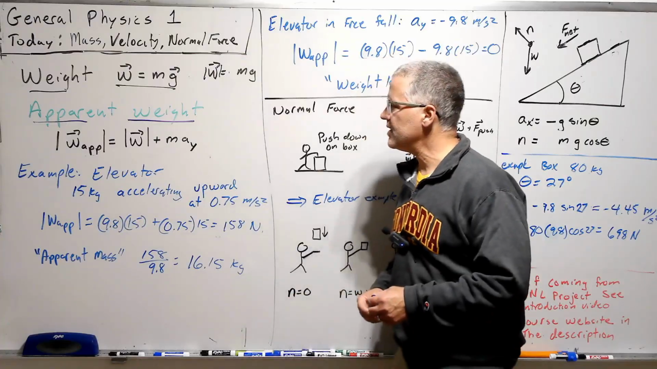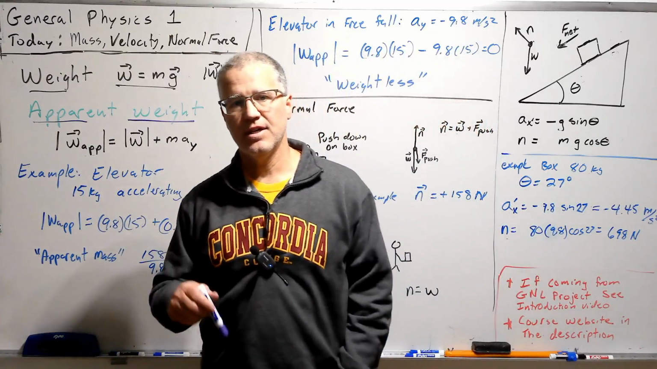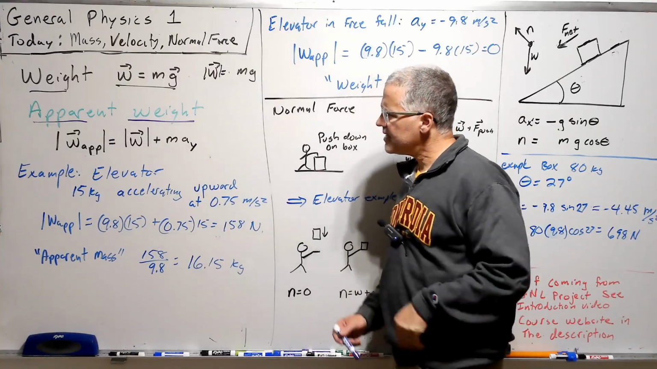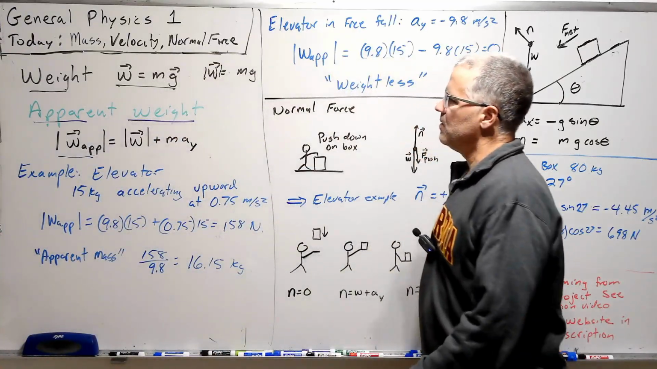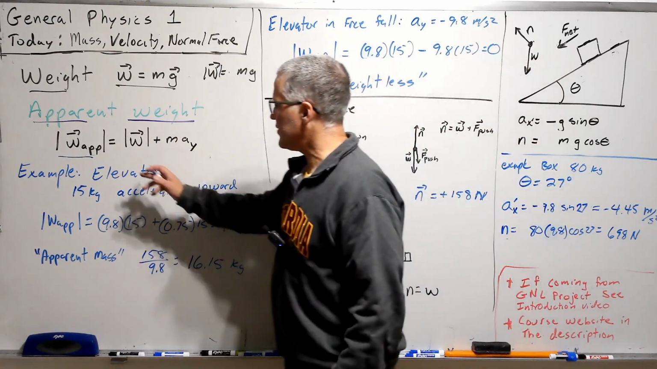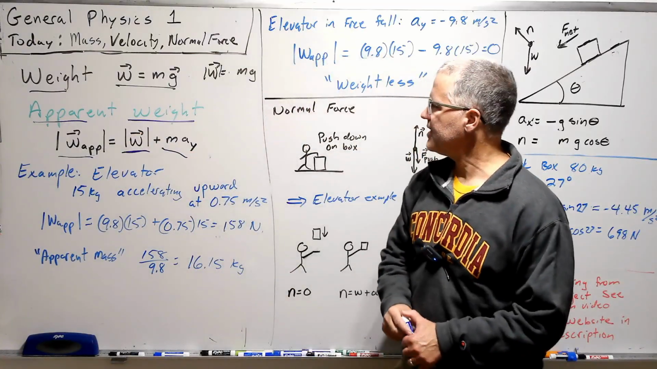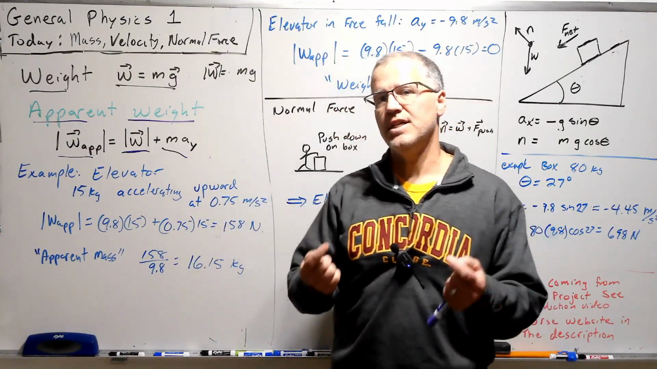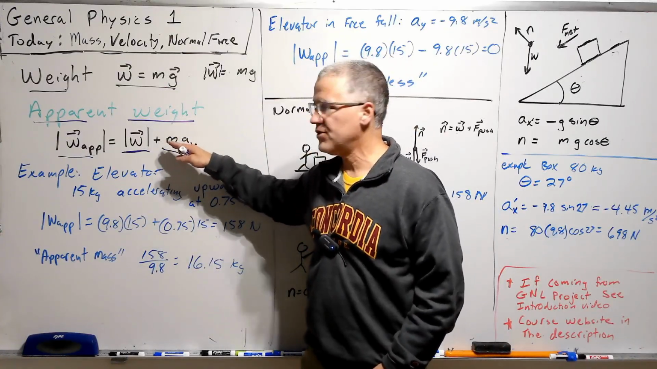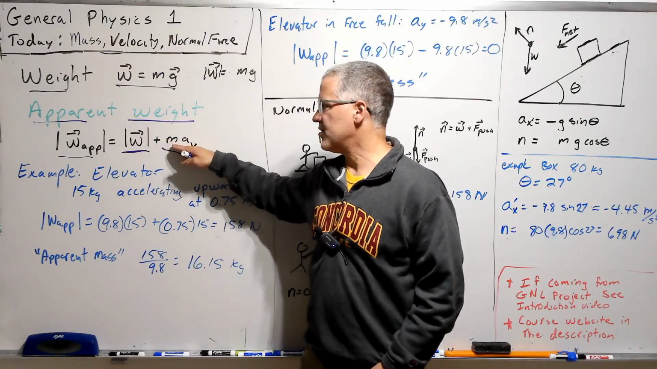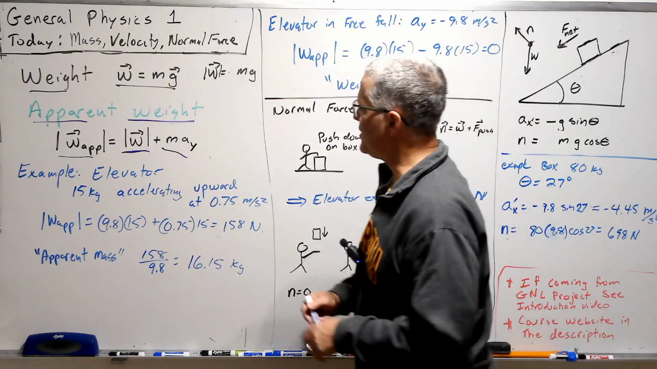What you're experiencing is your apparent weight, not your actual weight, which is your mass times the acceleration due to Earth. And the apparent weight is the actual weight, so the magnitude here is the magnitude of the weight, plus the mass times the acceleration in the upward direction. And so this could be positive or negative, so it can contribute to making you feel heavier if this is positive, or contribute to making you feel lighter if this is negative.